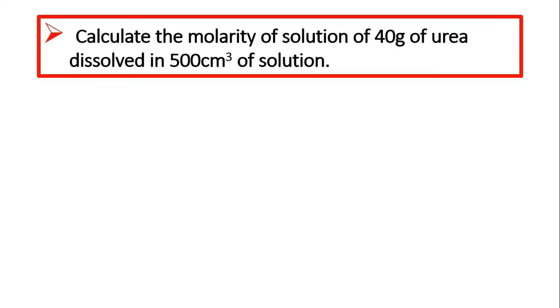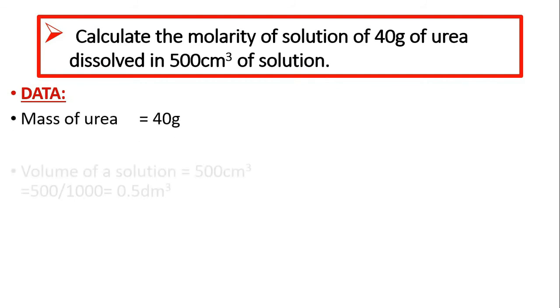Right? Now another problem regarding the molarity of a solution: calculate the molarity of a solution of 40 gram of urea dissolved in 500 cm cube of solution. हमें एक ऐसे सॉल्यूशन की मोलैरिटी फाइंड करनी है जिसमें यूरिया की अमाउंट 40 ग्राम है जबकि वॉल्यूम है 500 cm क्यूब. सबसे पहले हम डेटा बनाएंगे.